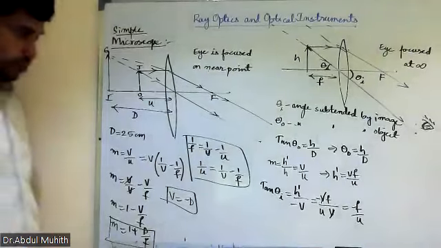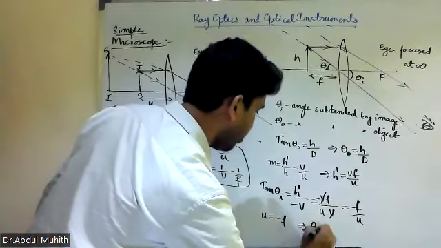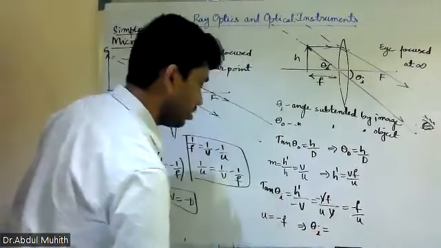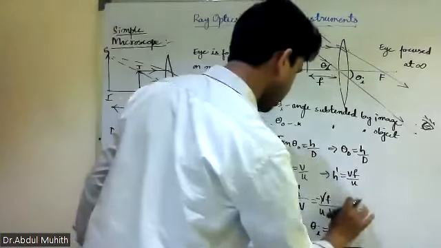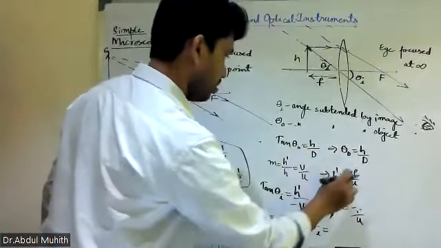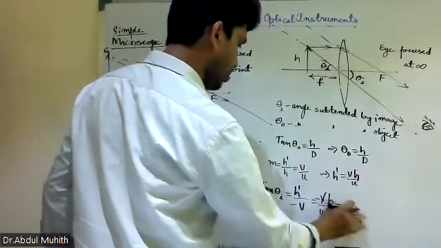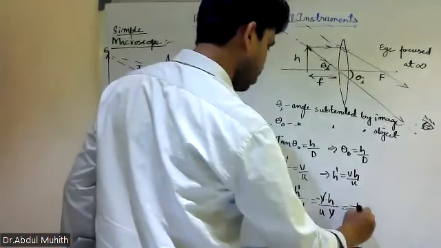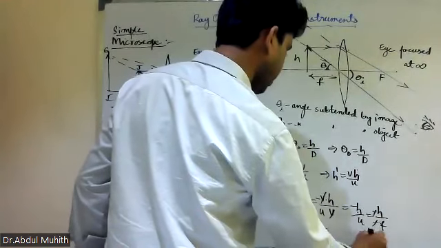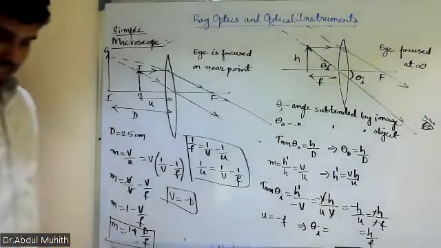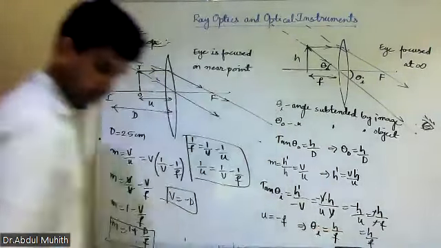So here U is equal to minus F. We got U is equal to minus F. So theta I value is equal to H by F. Sorry, this should be H. This also should be H. So this will become minus H by U, which is equal to minus H by minus F. So that is equal to H by F. So here theta I will be equal to H by F.